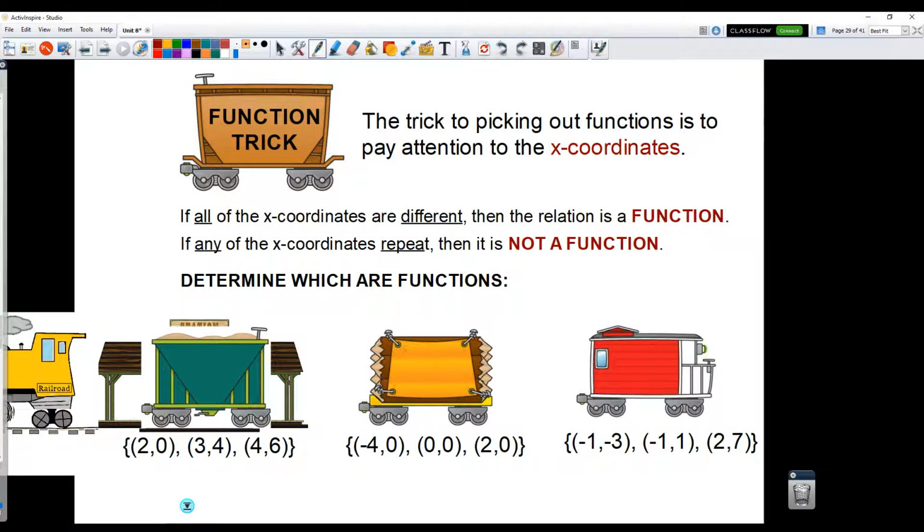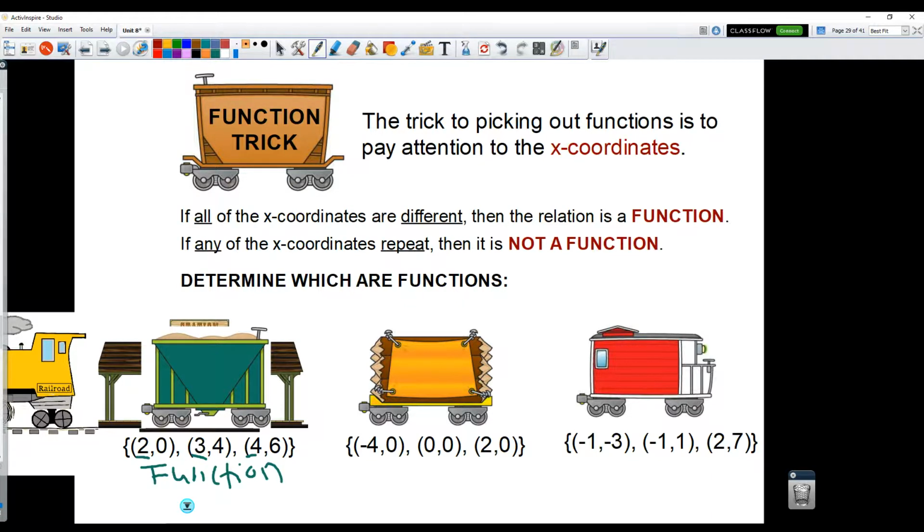So looking at the green train, we are only going to focus on our x values. So I have a 2, 3, 4. Every single one of those x values is different, so we can say that this is a function.